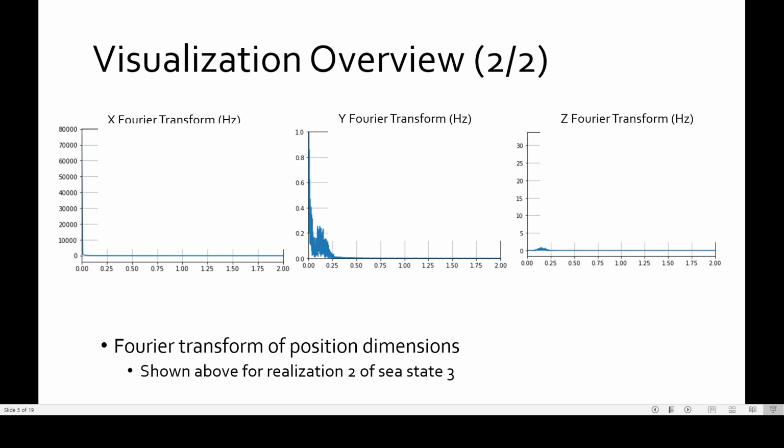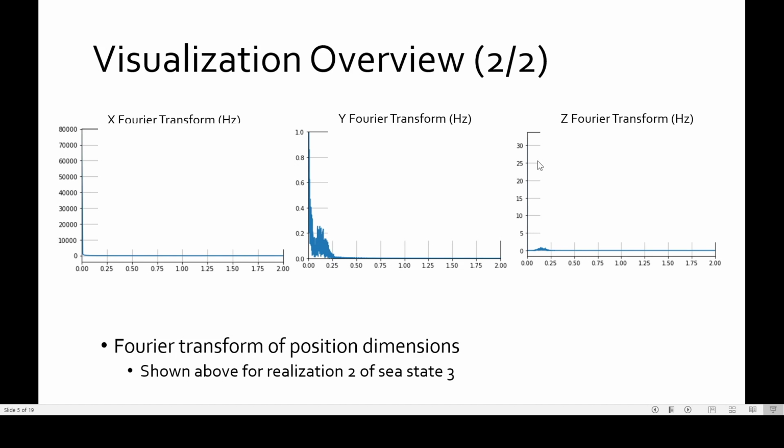I also performed a Fourier transform of the different position dimensions to explore the underlying frequencies involved in their signals. Looking at the x, as we'd expect, there's just a simple DC offset, no other signals. Looking at the y, we have a DC offset, and additionally, we have a 0 to 0.25 Hertz band, which is full of signals, which correspond to waves at these varying frequencies.